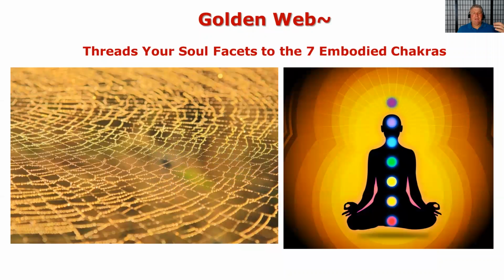The next essential element of the auric anatomy is the golden liquid web. That is the web of light that connects each of the 617 facets to the 7 embodied chakras. These are threads. They thread your soul facets to the embodied. It's how light and information and wisdom is exchanged. When the thread is intact and fully functioning, energy, wisdom, compassion is all able to be exchanged very fluidly.